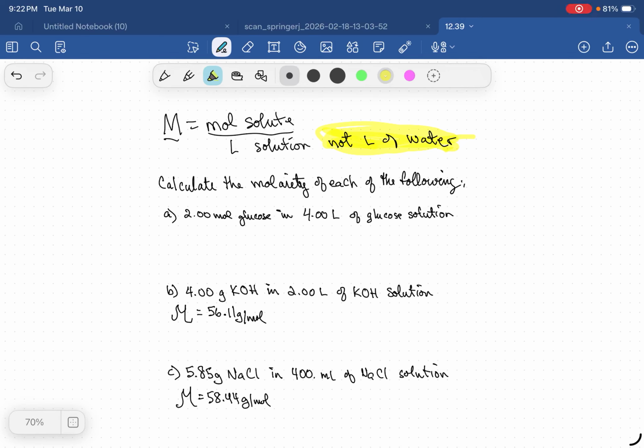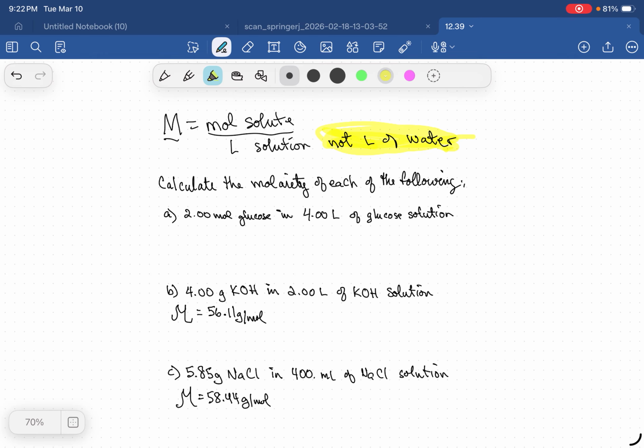This is problem 12.39 on page 370. You are going to be assigned 12.40 on page 370. These are very similar, so this will show you how you get started on that.